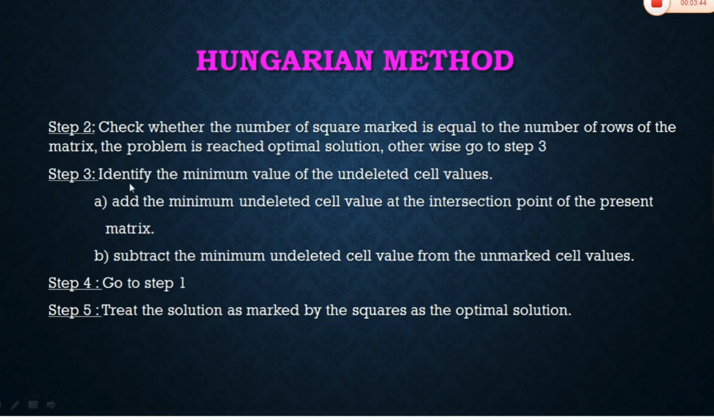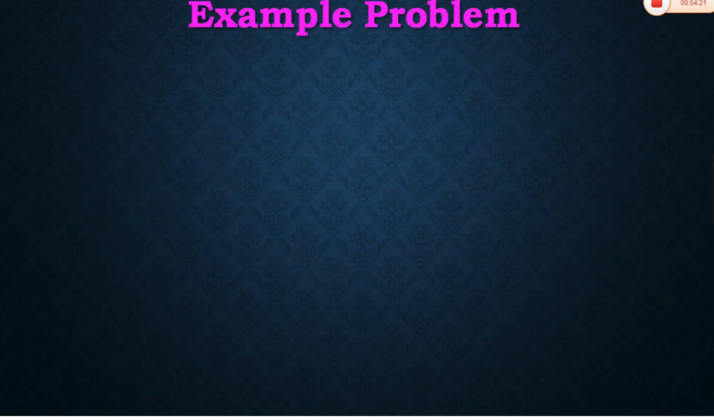In step 3, identify the minimum value of the undeleted cell values. Next, add the minimum undeleted cell value at the intersecting points of the present matrix. Subtract the minimum undeleted cell value from the unmarked cell values. After completing this, go to step 1. That is, we have to do again row and column scanning. Treat the solution marked by the squares as the optimal solution.